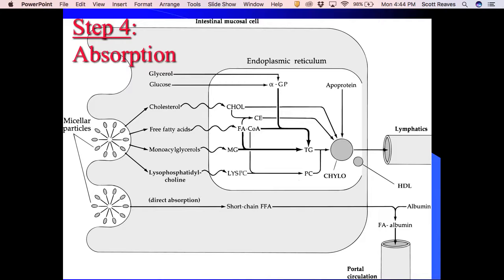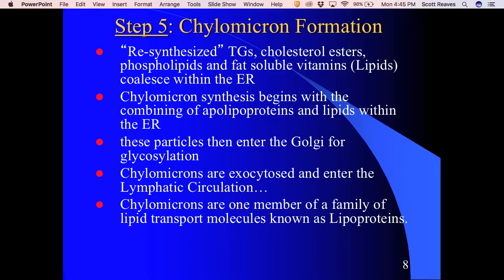So now what's happened is that chylomicron has been formed in the enterocyte through a combination of dietary lipids and protein called apoprotein or apolipoprotein. So we're going to talk more in detail about this too. Now we have a molecule that's a combination of protein and lipids going into the lymph and into the blood. So that last part is chylomicron formation. So absorption is going into the cell. Chylomicron formation has to do with secretion. So step 5 is chylomicron formation.